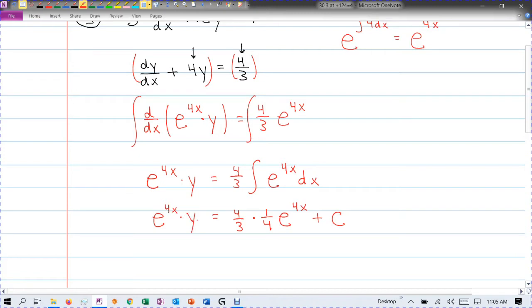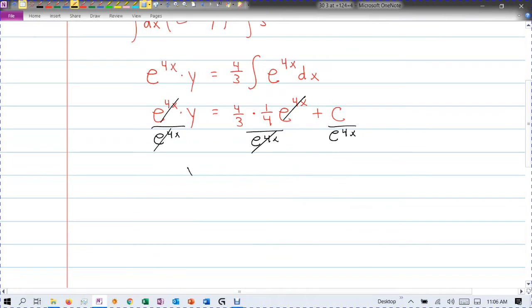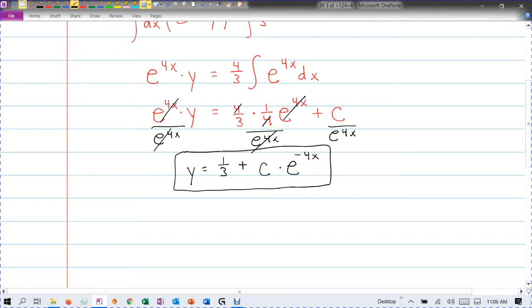Now we solve for y. So I'll go ahead and just divide through by e to the 4x. They're gone here, and then here they're gone also. So that's going to leave me with y equals, let's see, these 4's are gone. I just have a 1/3 there. 1/3 plus the constant over e to the 4x. So I'm going to just write that as e to the negative 4x here. And this is our general solution. All right. That was number 3.